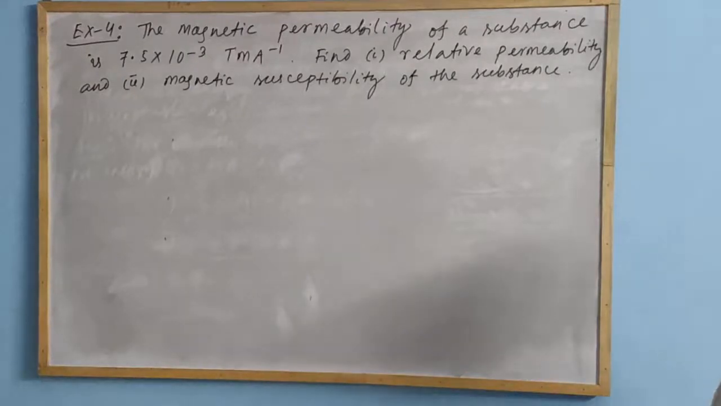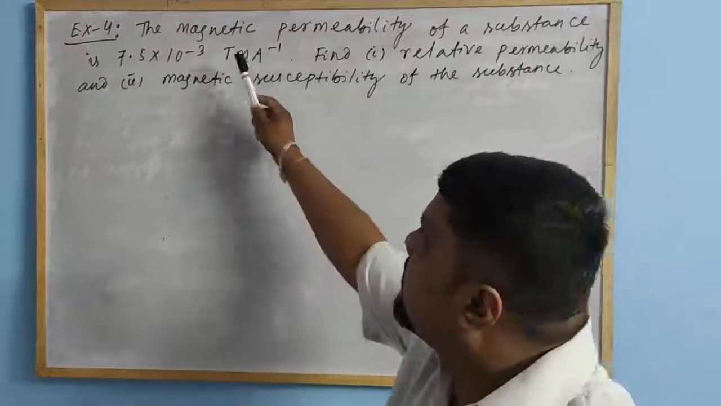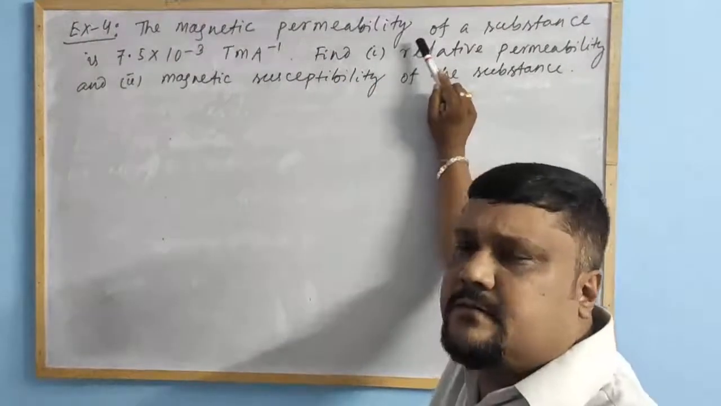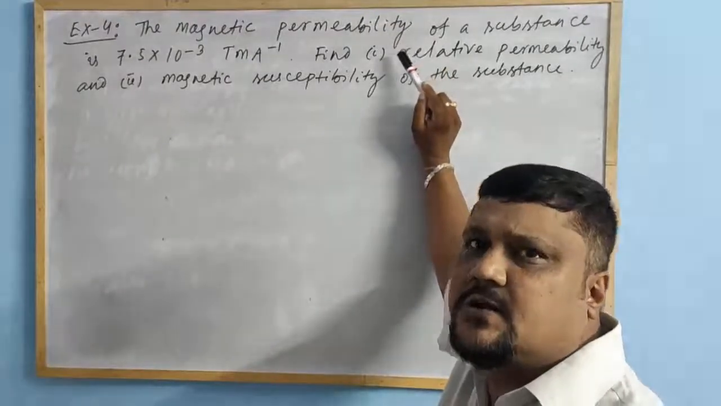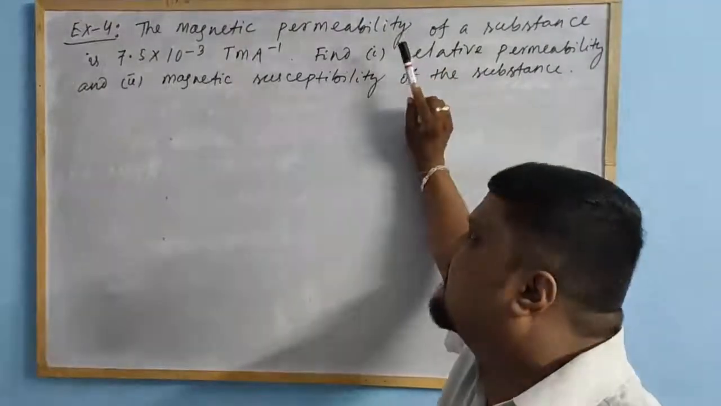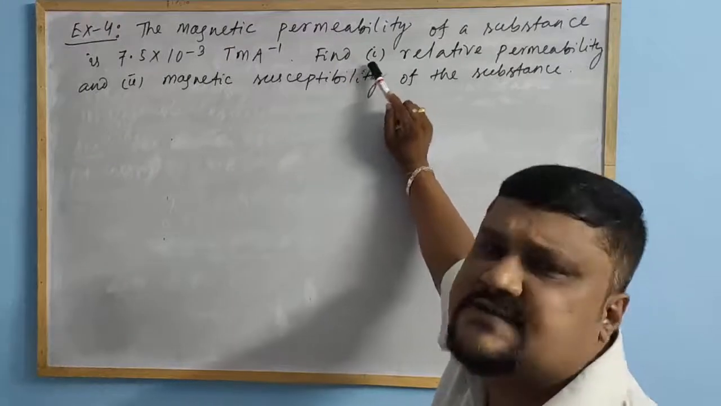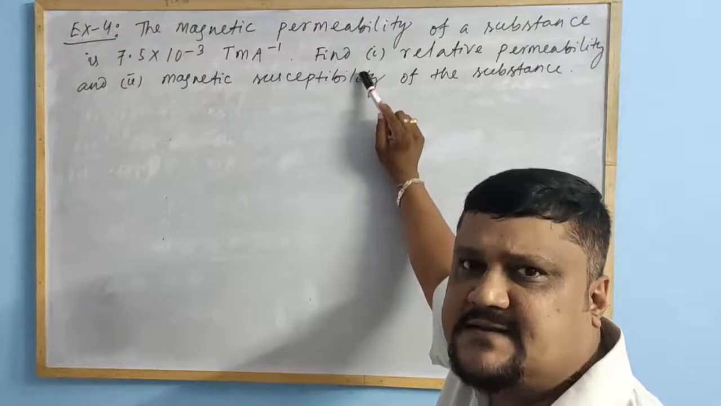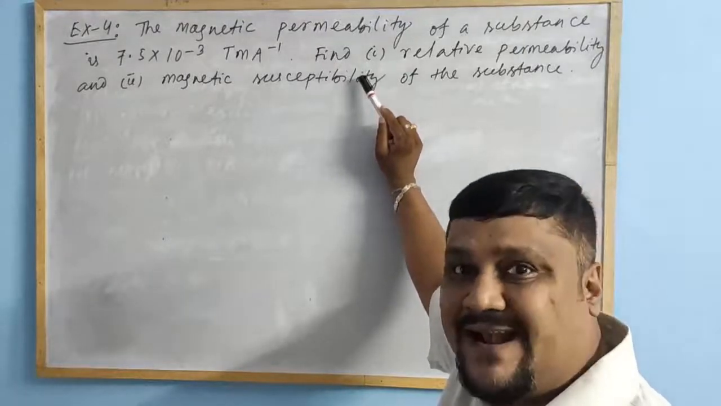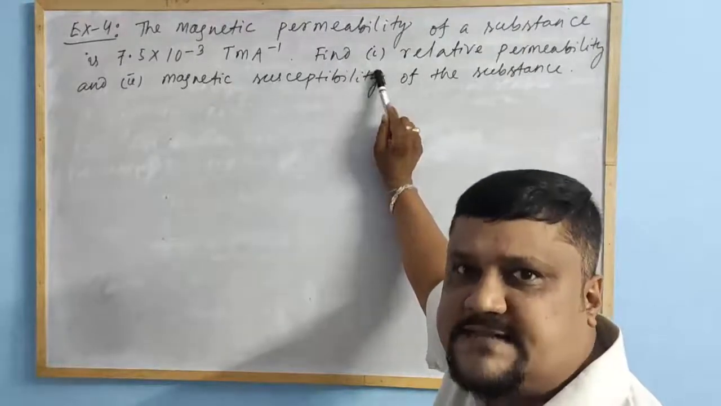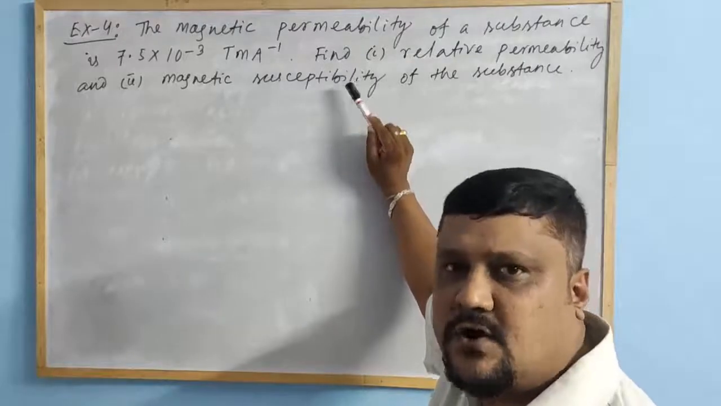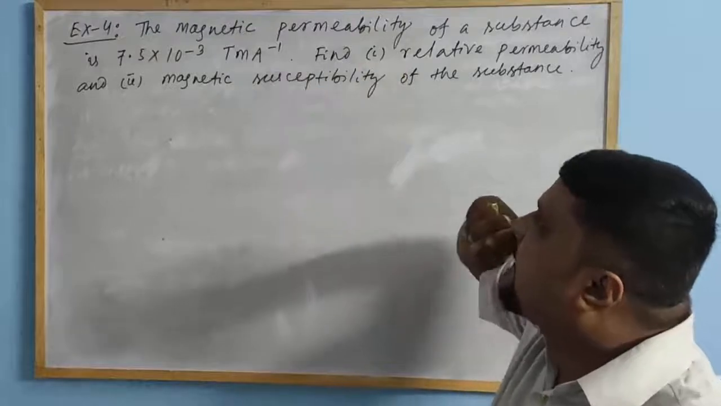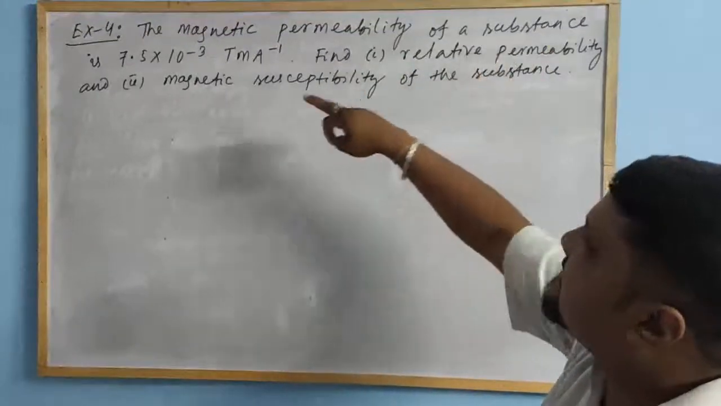Come to example number 4. These are the three examples we have discussed about the torque and potential energy. These are from the definitions you read: permeability, susceptibility, intensity of magnetization, intensity of magnetizing field, magnetic flux density, magnetic flux, Gauss law in magnetism. From this, there is a question. The magnetic permeability of a substance is this much.